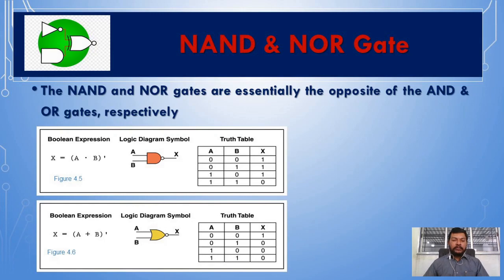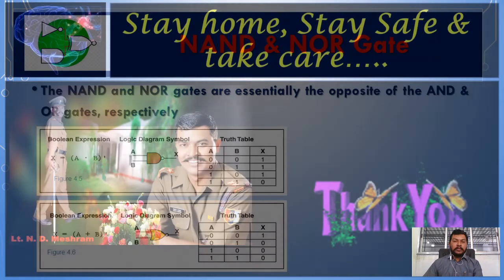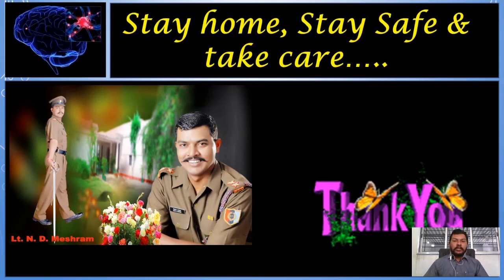So, these gates are called universal gates because all the gates can be implemented by using NAND and NOR gates. So, in the coming sessions we are going to study about this. In the second lecture we are going to explore NAND gates and NOR gates in detail.